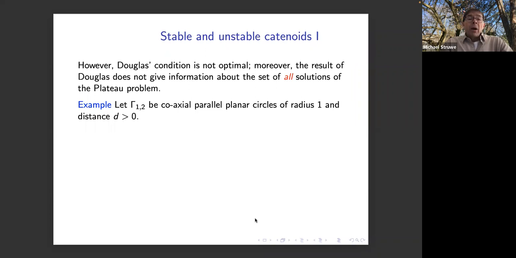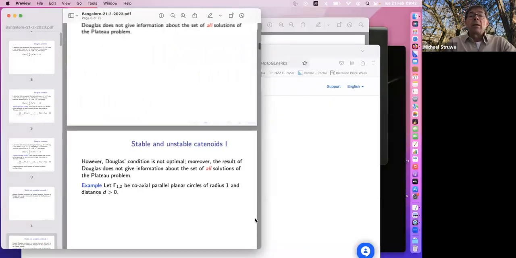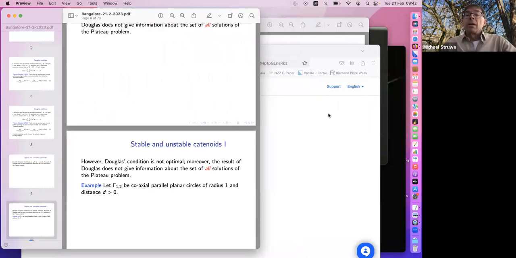are parallel planar circles of radius 1 sitting on the same axis in R3 and are at a distance d strictly larger than 1. So that you can see this more easily, let me show you a short video where you can actually see this.